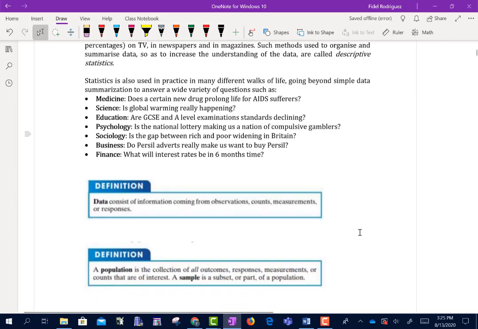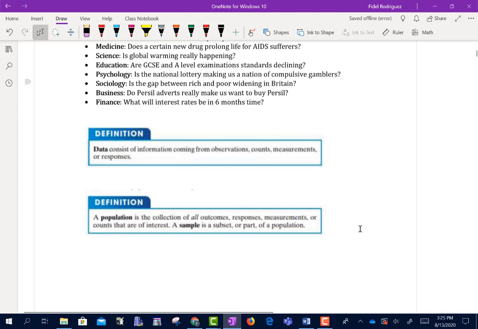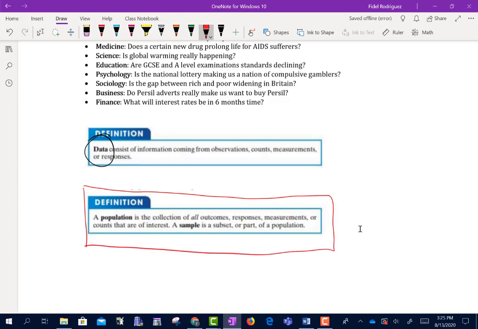So, when we talk about stats, one of the things we talk about is data. It says data consists of information coming from observations, counts, measurements, or responses. Okay, so the next part we have here, guys, this is going to be a really critical definition because we're going to be talking about these two things throughout the entire semester of the course, okay?